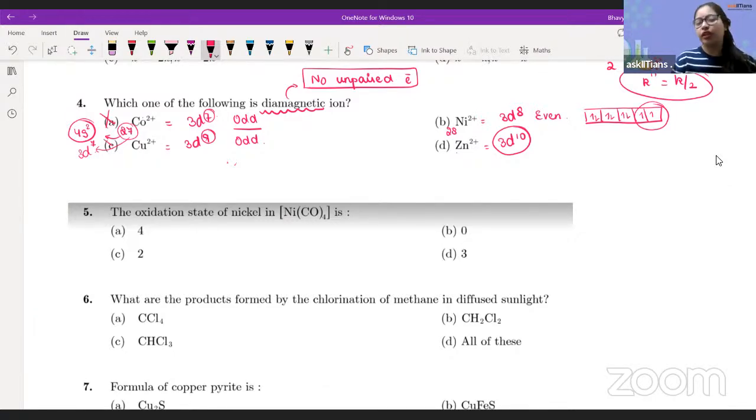Plus, I already know that A, B, C cannot be the answer. So D has to be the answer. Right? All paired electrons.